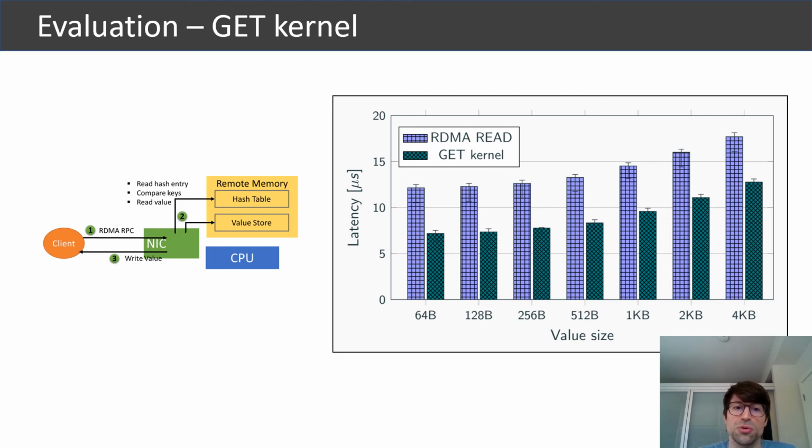In the graph, we report the latency of executing the GET operation for different value sizes. Independent of the value size, using the GET kernel reduces the latency by around 5 microseconds. The difference in latency can be explained by the difference in round trips, which are 2 round trips for the RDMA read and a single one for the GET kernel.